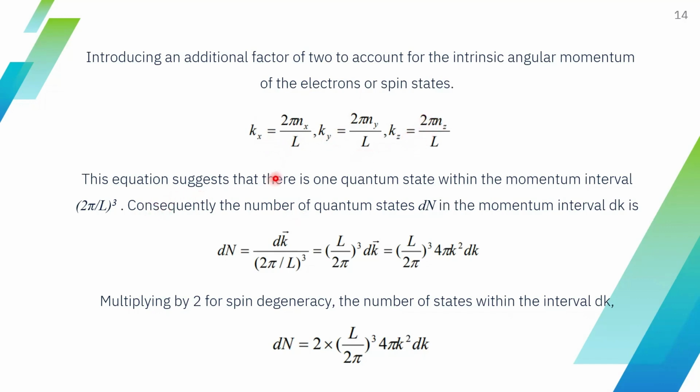So from that equation, there is one quantum state within the momentum interval (2π/L)³. So the number of quantum states dn in the momentum interval dk is given by dn equals dk vector divided by (2π/L)³, which equals (L/2π)³ dk vector, which equals (L/2π)³ times 4πk² dk. Now I want to multiply by 2 for spin degeneracy. The number of states within the interval dk is given by, since we already know the dn, so we are now multiplying with 2: 2 times (L/2π)³ times 4πk² dk.